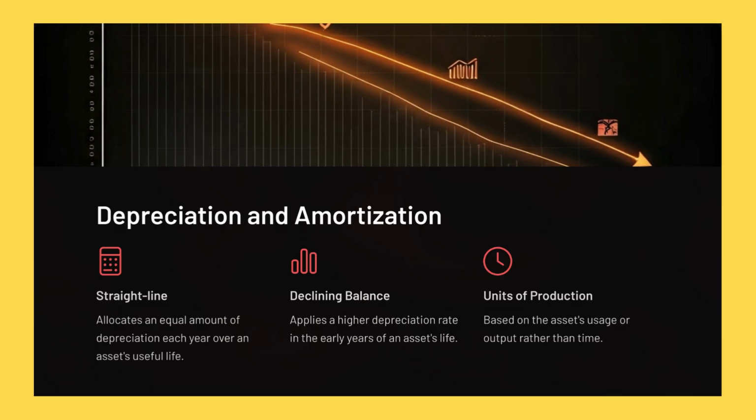Depreciation and amortization. Straight line: allocates an equal amount of depreciation each year over an asset's useful life. Declining balance: applies a higher depreciation rate in the early years of an asset's life. Units of production: based on the asset's usage or output rather than time.